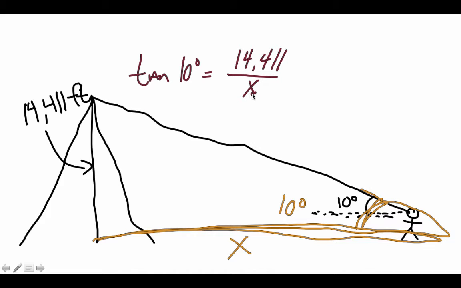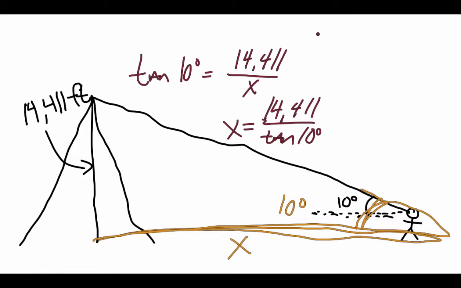Just solving that, multiplying both sides by x, that gives you x tangent 10 degrees equals 14,411. Then dividing by the tangent of 10, I get that x is equal to 14,411 divided by the tangent of 10. You do that on a calculator, but you make sure that you are in degree mode.